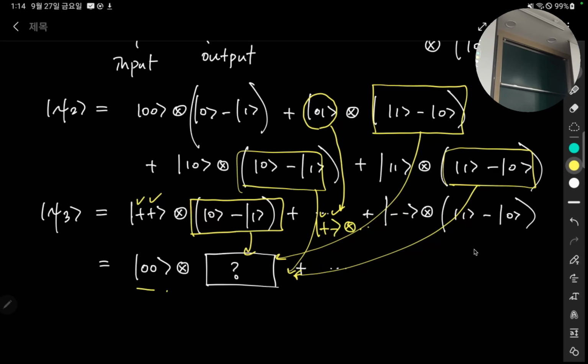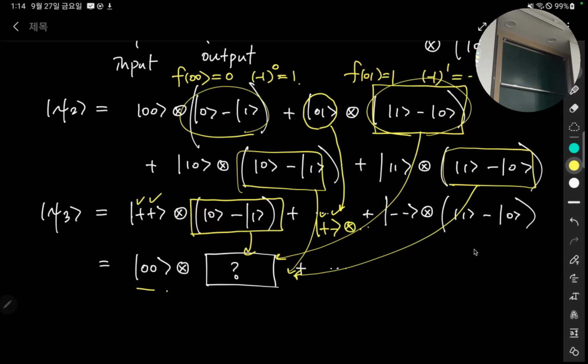So how did we get this part? This part is because f of 0, 0 equals 0, so we get minus 1 to the 0, which is 1. So we get the positive sign. But here we switch the sign because we have f of 0, 1 equals 1, and minus 1 to the power of 1 is minus 1. We switch the sign. Okay?